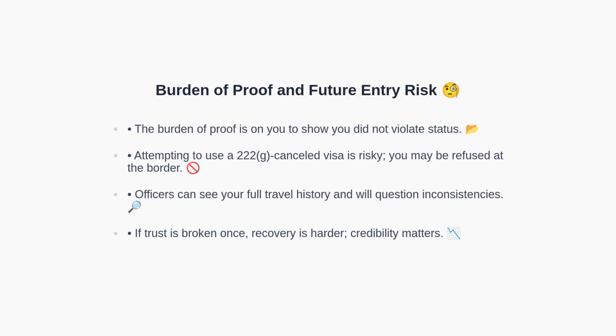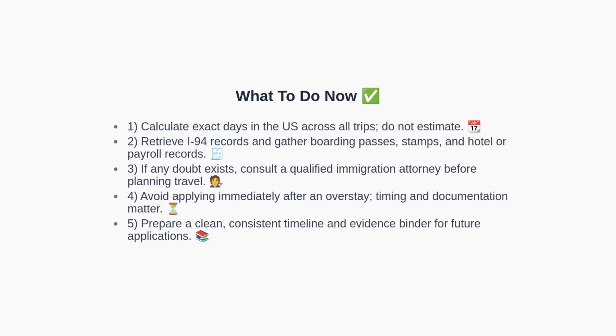If they detect inconsistencies or suspect status violations, they may decline entry or deny new visas. Consequently, after an overstay event, repairing credibility takes time, documentation, and a clear narrative supported by evidence. Here is a practical plan.